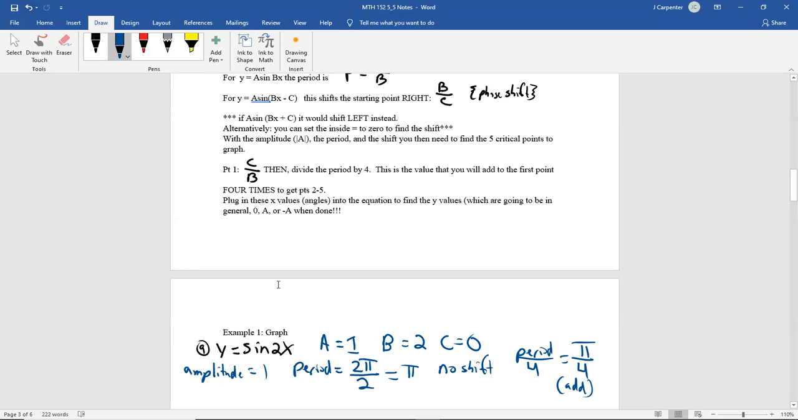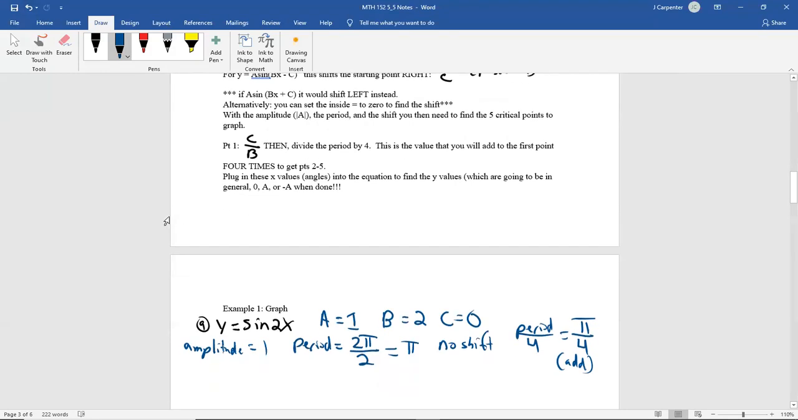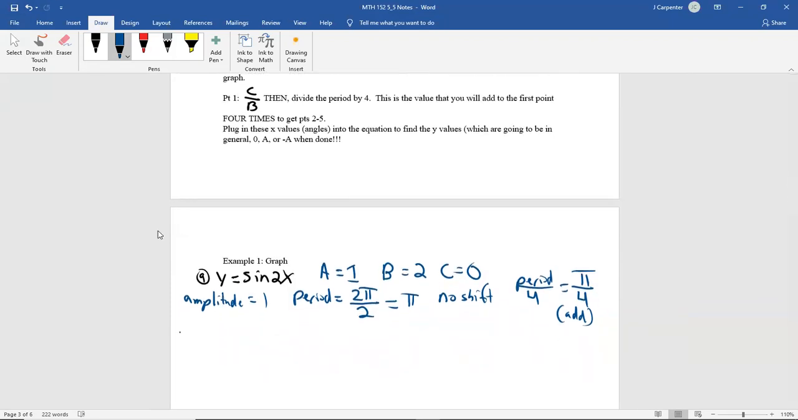So we start at 0, then we'll add pi over 4. Then we'll do it again, then again, and then again. And those results would be our 5 inputs, or 5 x values. Let me say x1 instead of point 1, because I'm only giving you the x values. x1 is, again, 0 radians, because there's no shift.